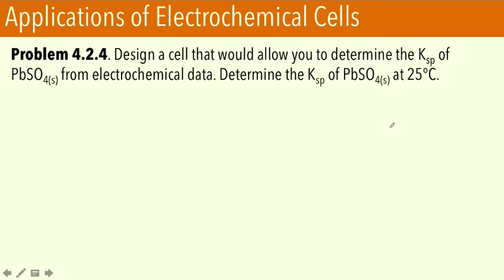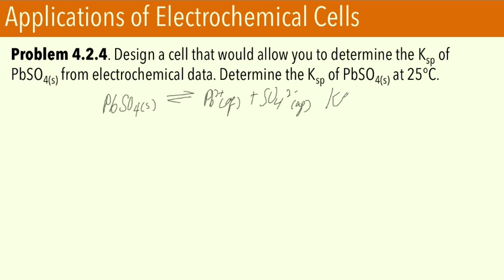So overall, we need to figure out the equilibrium constant of this reaction over here. We have lead sulfate forming lead 2+ ions and sulfate ions. We have a corresponding Ksp for this. So we need to find half reactions that involve lead sulfate and lead ions. One way we can do this is to consult appendices that tabulate standard reduction potentials.